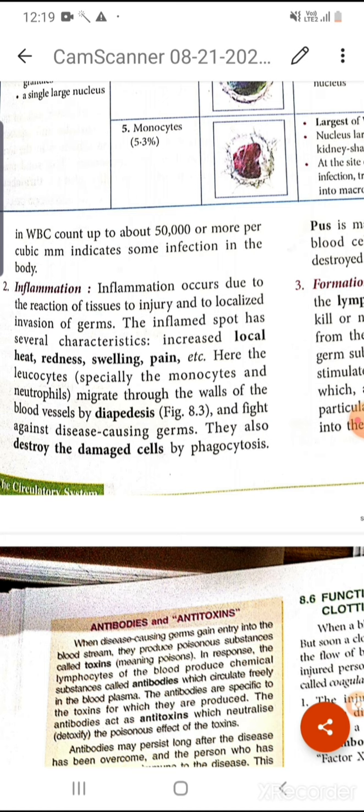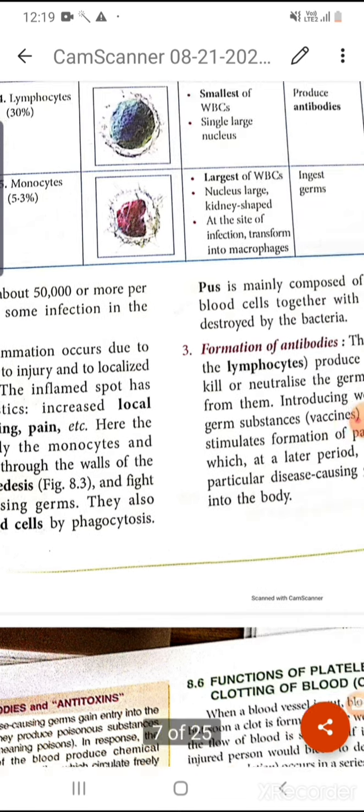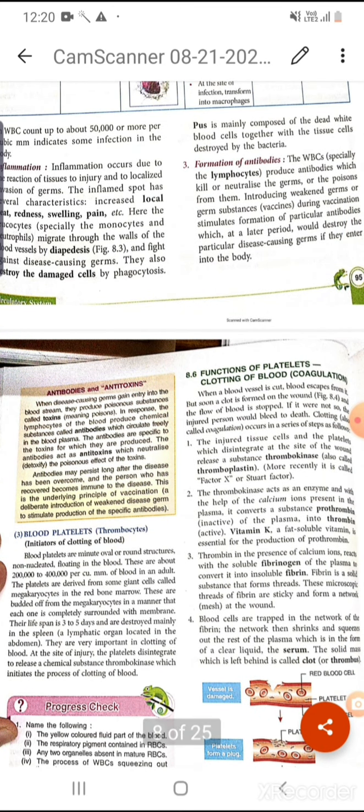The WBCs, meaning monocytes and neutrophils, migrate to that particular region of injury and move through the walls of the blood capillaries by the process of diapedesis, and they destroy the disease-causing agents by the process of phagocytosis. After the degradation of that virus, bacteria or those cells, the destroyed white blood cells along with the bacteria release what is called pus.